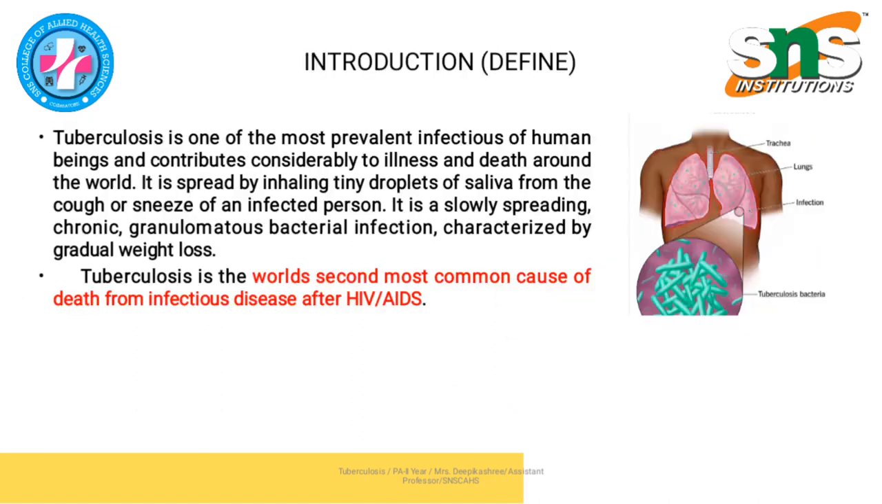And then the introduction, that means the definition part. Tuberculosis is one of the most prevalent infections of human beings and contributes considerably to illness and death around the world. It is spread by inhaling droplets of saliva from the cough or sneeze of an infected person. It is a slowly spreading chronic granulomatous bacterial infection characterized by gradual weight loss. TB is the world's second most common cause of death from infections after HIV and AIDS.